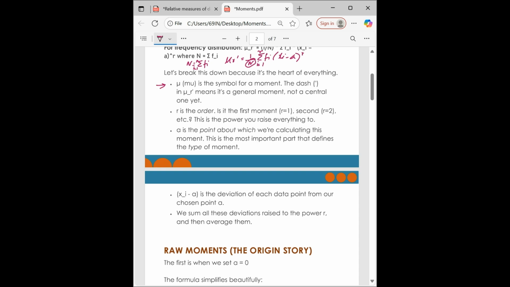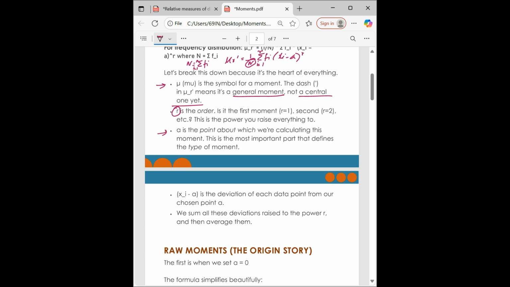First, mu. Mu is the symbol for a moment. The dash in mu r dash means it's a general moment, not a central one yet. Next, r is the order. It's the first moment when r is equal to 1, the second one when r is equal to 2, etc. This is the power you raise everything to.